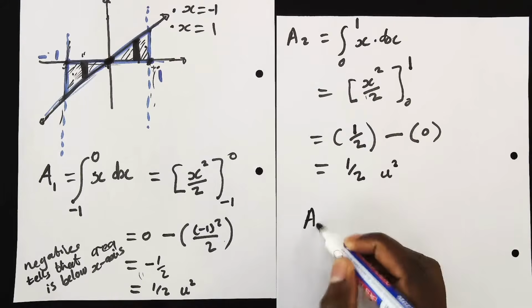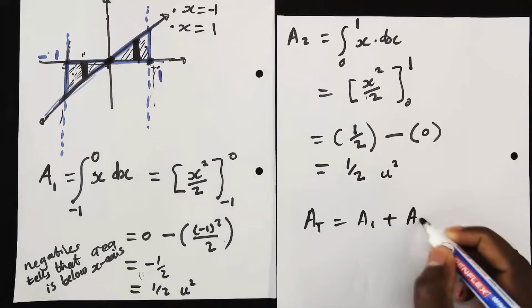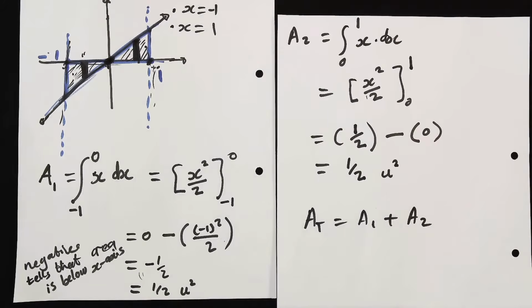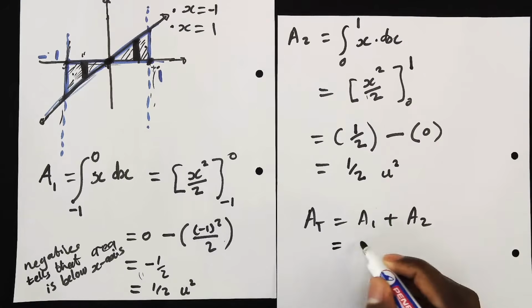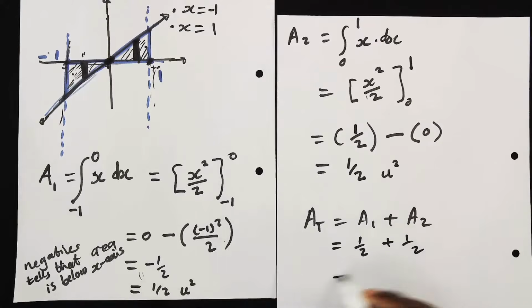So you'll say that the total area is equal to area 1 plus area 2. Please don't subtract. It's area 1 plus area 2. So therefore, you're going to say half for area 1 plus half for area 2. Therefore, you get what? We get 1.